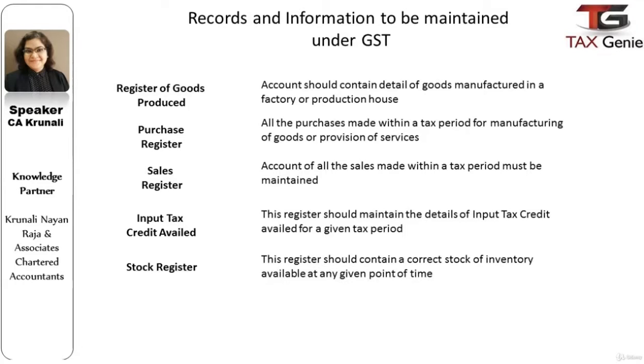Next is the stock register. This register should contain details of correct stock or inventory available at any given point of time. It should contain details like the opening balance, the receipts, the supplies, the details of goods lost or stolen, destroyed or written off or disposed of by way of gift or free samples, and the closing stock balance, including the breakdown between the raw material, finished goods, scrap, and wastage thereof.